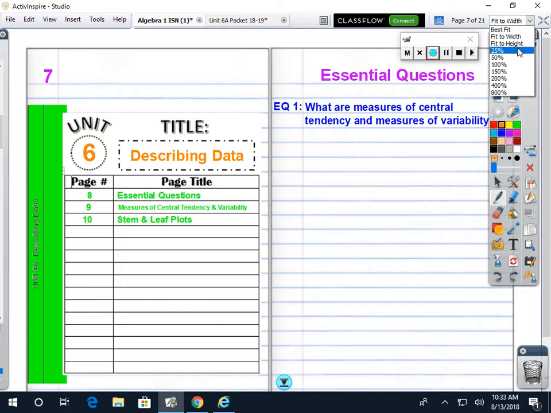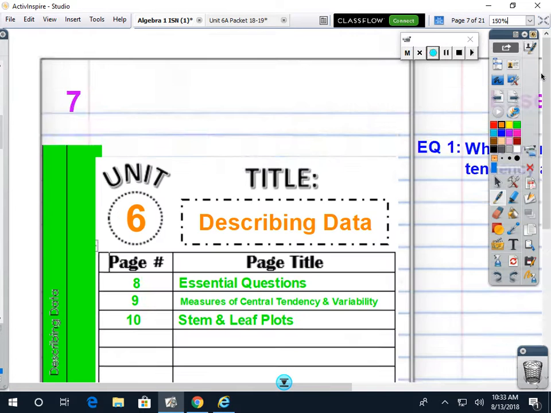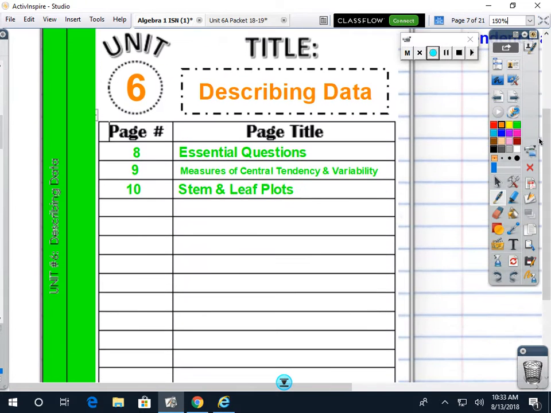Okay, well let me zoom in so y'all can all see it better. Oh, a little bit more maybe. Okay, go ahead and fill out your Unit 6 table of contents with those things, and then we'll move on.